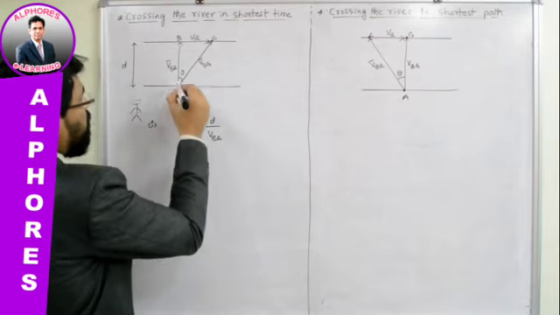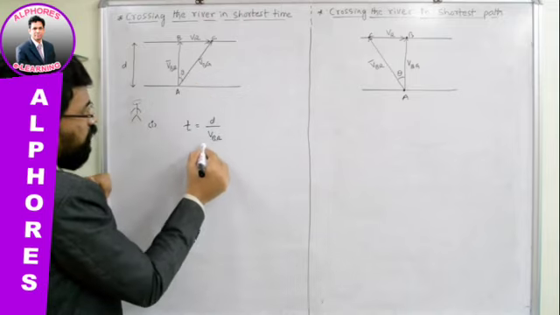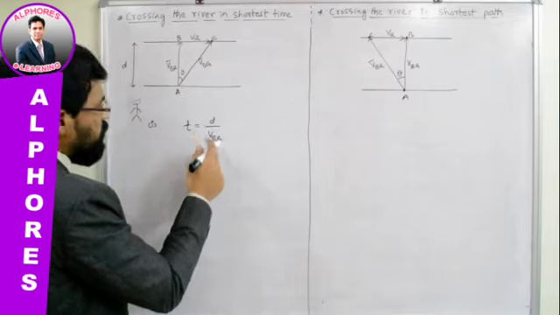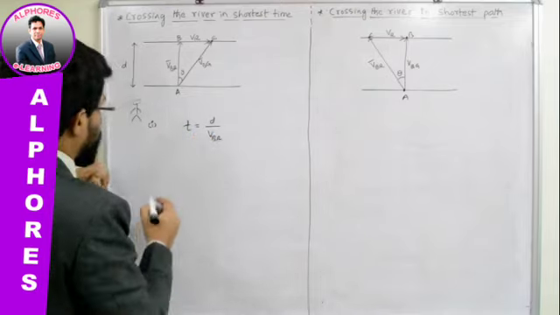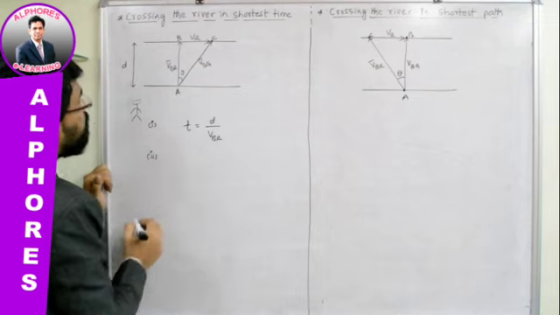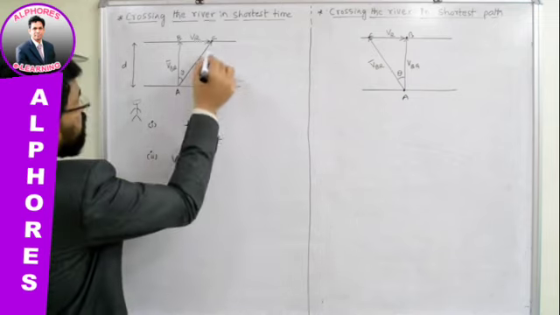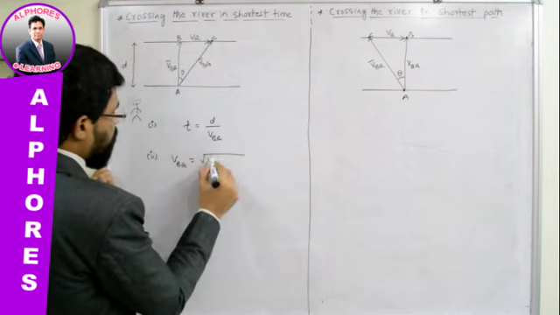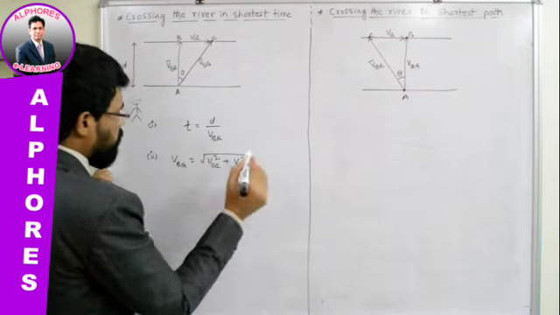Or you can take the width of the river D, and along this width the velocity existing is VBR. So D by VBR is also the shortest time taken by the boat to cross the river. And the second one that we can talk about is the magnitude of this VBG. This is a right angle triangle, isn't it? So VBG can be written as under root VBR square plus VR square.